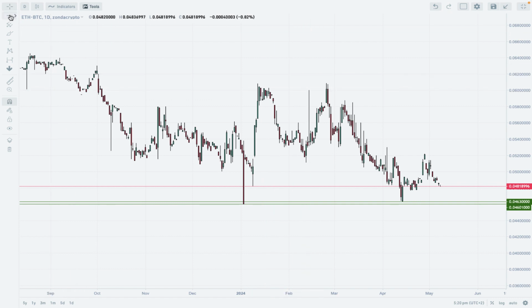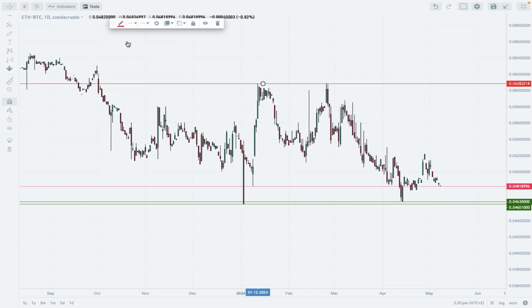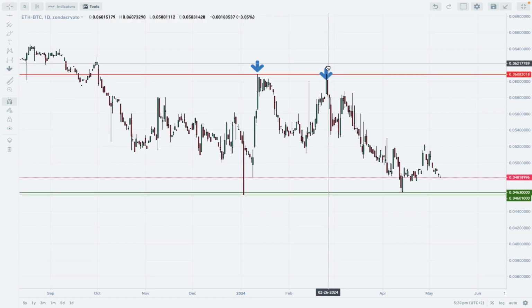Then we got the situation where technical resistance was established at 0.060, correction, double top. So this is the first top. All right, that's the first top, so everyone knows what I'm talking about. That's the second top. So there you go.